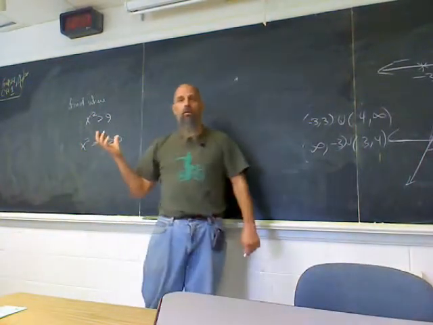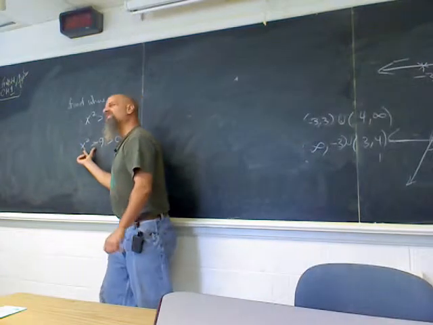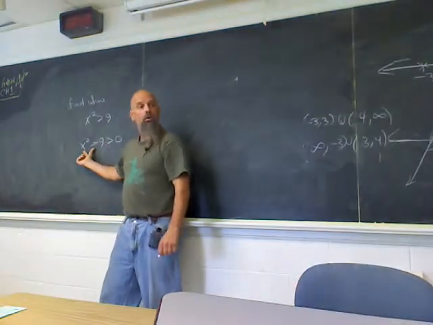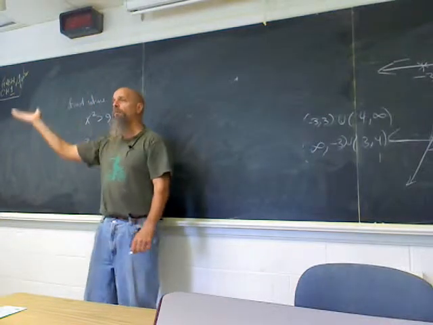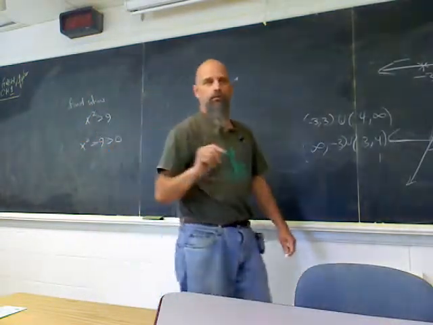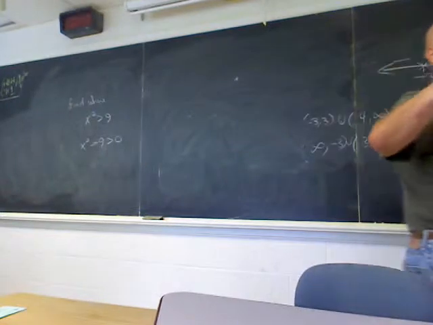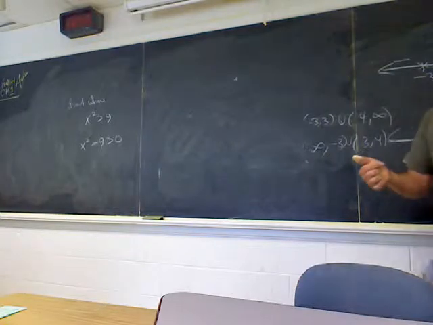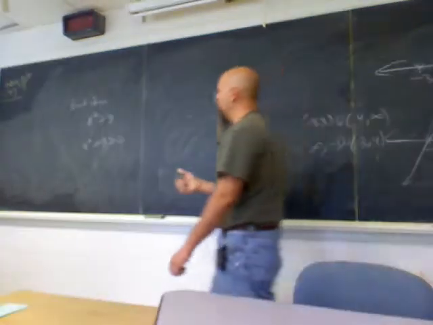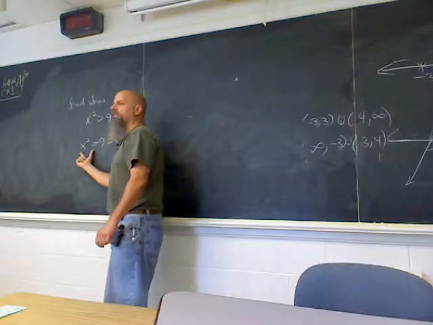Now I'm talking about where is this function, y equals x squared minus 9, above the x-axis? I've now turned it into something physical for me to think about. And I'm going to answer both questions: where is it positive, where is it negative? And the third question, where is it equal to 0? So the first thing we do is find where x squared minus 9 equals 0.